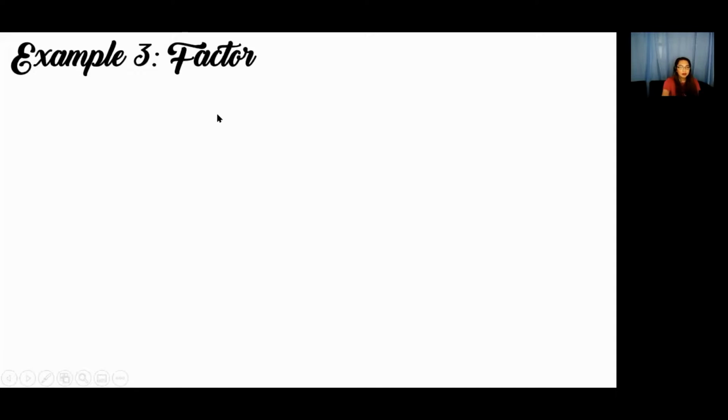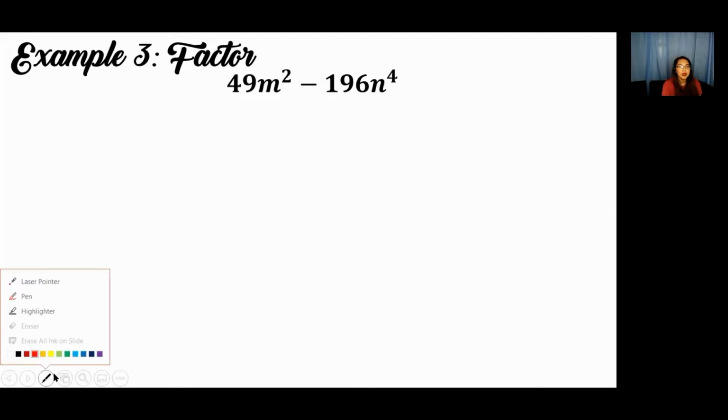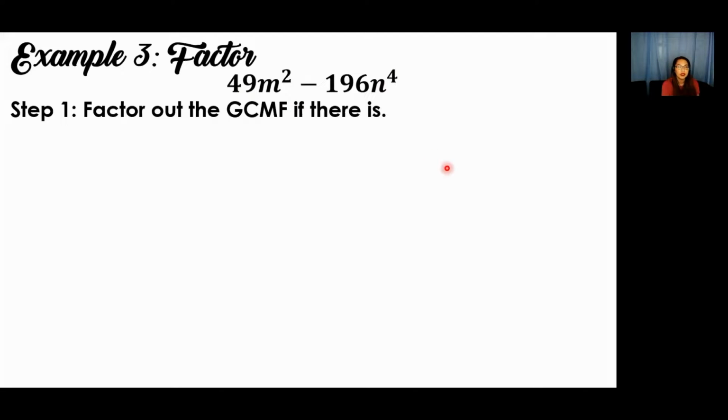Okay, so let us have example number 3. We have 49m squared minus 196n to the 4th power. Ang ating 49m squared may square root, 196 may square root, and n to the fourth power has also a square root. So, pasok siya sa unang condition. And then, on the second condition, kailangan minus ang operation. So, pasok din siya. Ano po? Now, proceed to our steps on factoring the DOTS. Number 1, factor out the greatest common monomial factor if there is. So, wala naman po siyang GCMF.